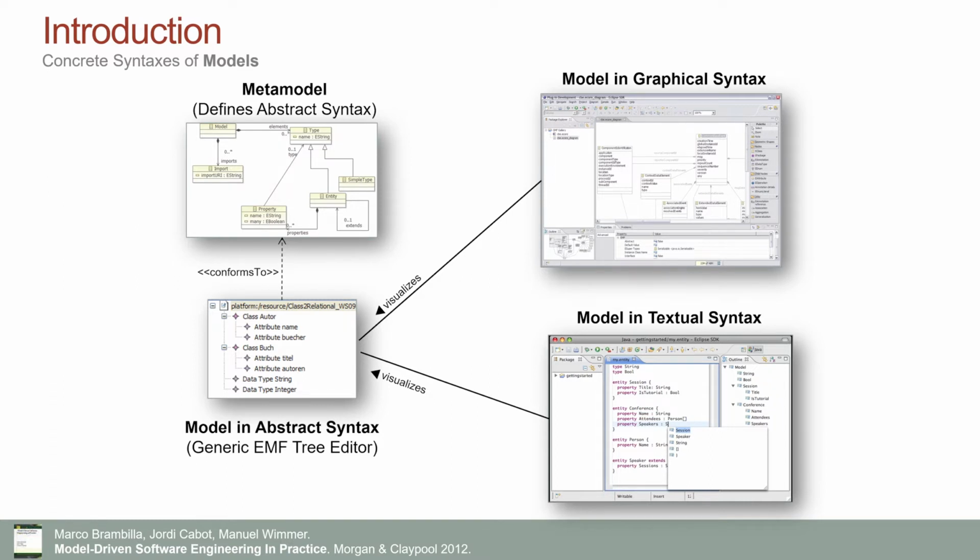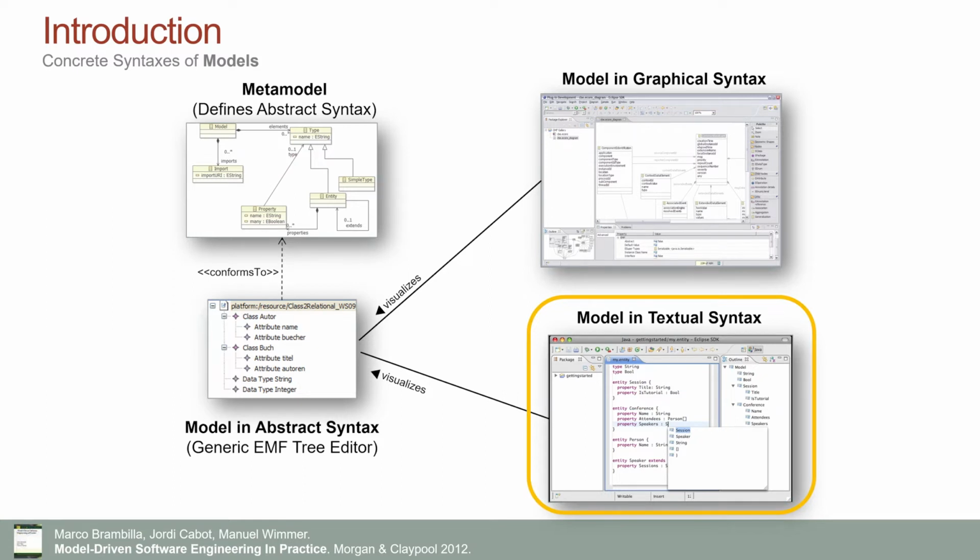So a model, of course, we know conforms to a meta model, and then also on the model level we can define a graphical syntax. This is what you are used to when you use any modeling editor like the one shown on the upper right side, where you have a canvas and you can drag and drop elements there and combine them. But also a model can be visualized and interacted with using a textual syntax as shown on the lower right area, and that is the focus of today's course.